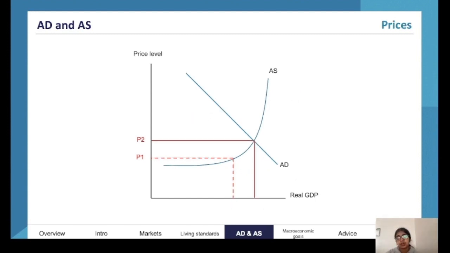Prices, so let's say demand goes up, prices will also go up just because of the same reason. So demand goes up, there's a shortage at the old equilibrium. This causes producers to increase the general level of prices, creating a new equilibrium at a higher price, and this literally means that there's inflation.